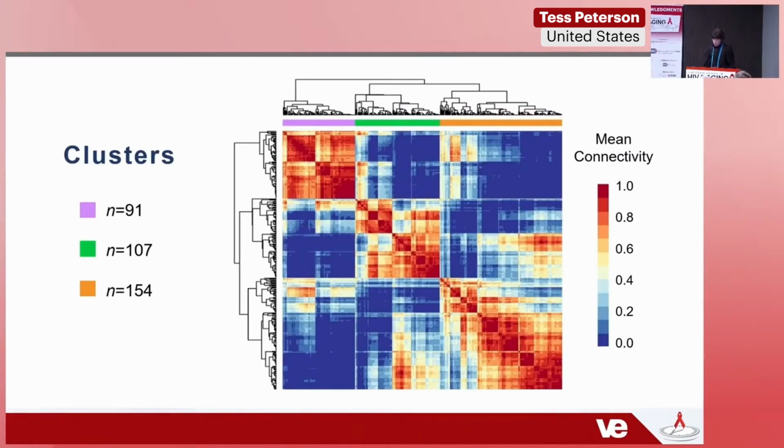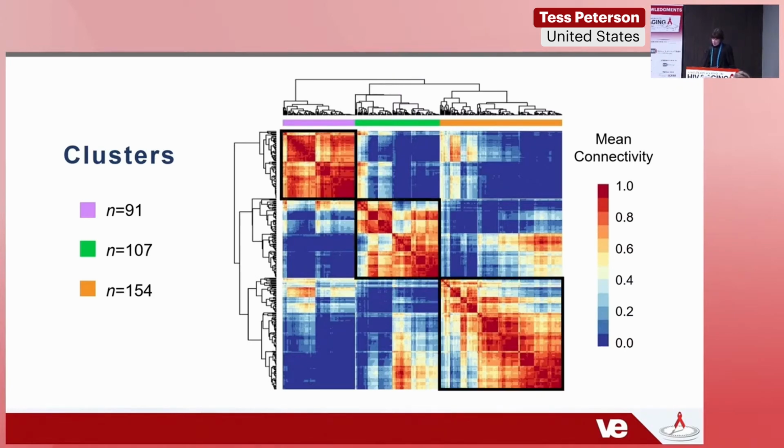This matrix on the right depicts mean connectivity or similarity between measured proteomes. So the higher the value, the more similar the overall proteome. We see these pockets of red here that have high connectivity and correspond to cluster membership. Pink, green, and orange we see at the top.